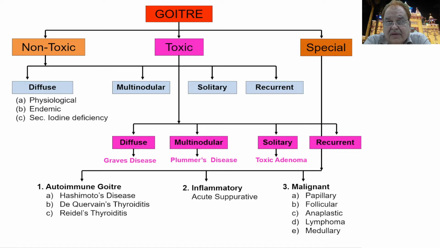And then in the special groups, though they are not very special but definitely different from the other varieties of goiter, it can be an autoimmune goiter, which can be Hashimoto's disease or de Quervain's disease or Riedel's thyroiditis. It may be an inflammatory variety, which may be a thyroid abscess, or there are a variety of malignant tumors which can arise from the thyroid. The well differentiated tumors like the papillary and the follicular variety. Then it can be anaplastic variety, medullary variety of carcinoma, and sometimes even lymphomas can develop in the thyroid.